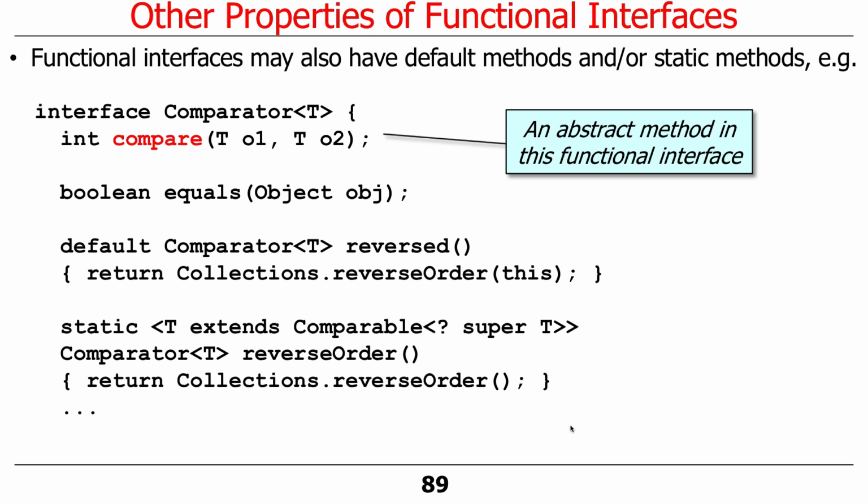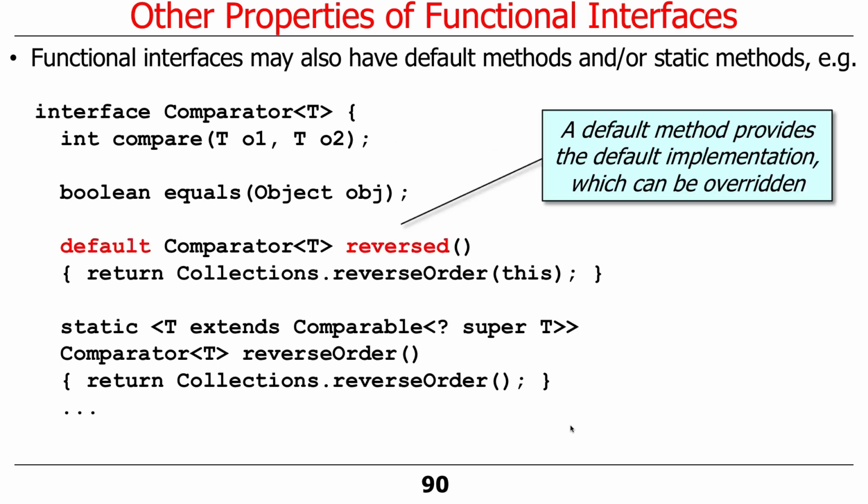Here is the abstract method in this functional interface. So compare is the method. You can see it takes 2 parameters, o1 and o2 of type T, which is the type parameter. And the idea is it's going to compare them. If they're equal, it'll return 0. If o1 is greater than o2, it'll return a value greater than 0. If o1 is less than o2, it'll return a value less than 0. That's just for your information. You don't have to know that too much at the moment.